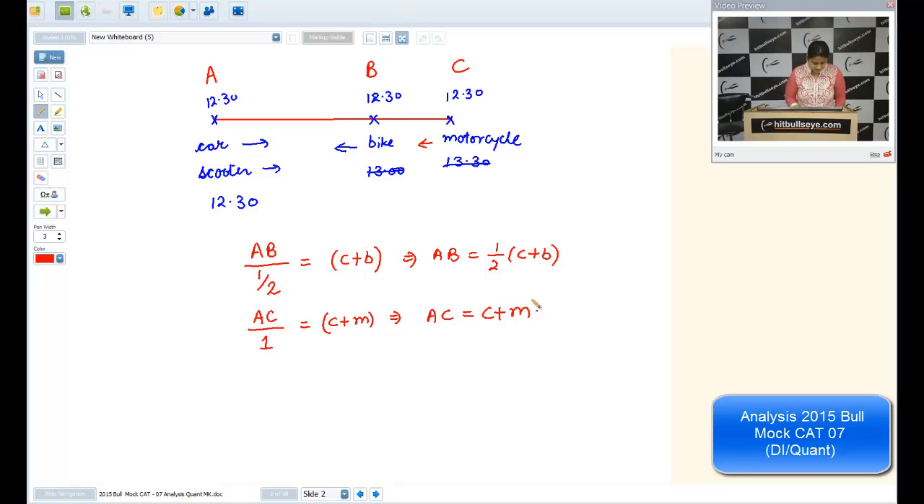Okay. Now the next line. This is my very first equation. This is the second.